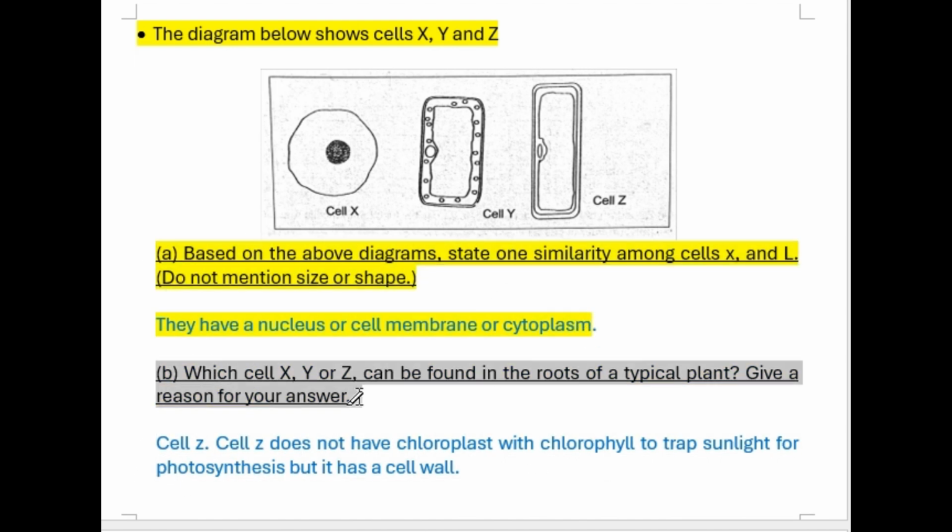B. Which cell, X, Y, or Z, can be found in the roots of a typical plant? Give a reason for your answer. Cell Z. Cell Z does not have chloroplast with chlorophyll to trap sunlight for photosynthesis, but it has a cell wall.